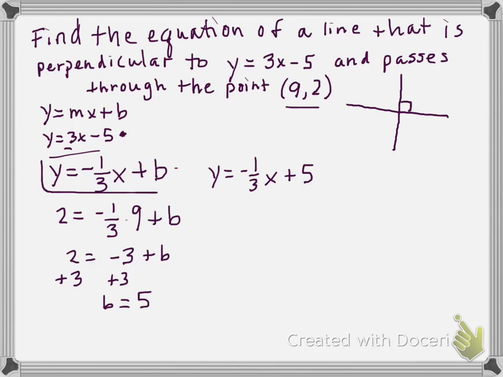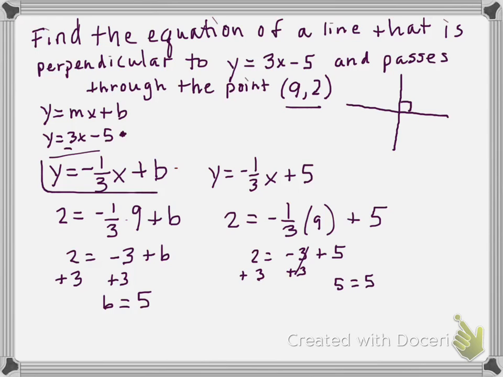Now we can test it out by plugging the point (9, 2) into this equation. So y equals 2: 2 equals negative 1/3 times 9 plus 5. Negative 1/3 times 9 is negative 3, and if we add 3 to both sides, we get 5 equals 5. So then we know that that point is on this perpendicular line.